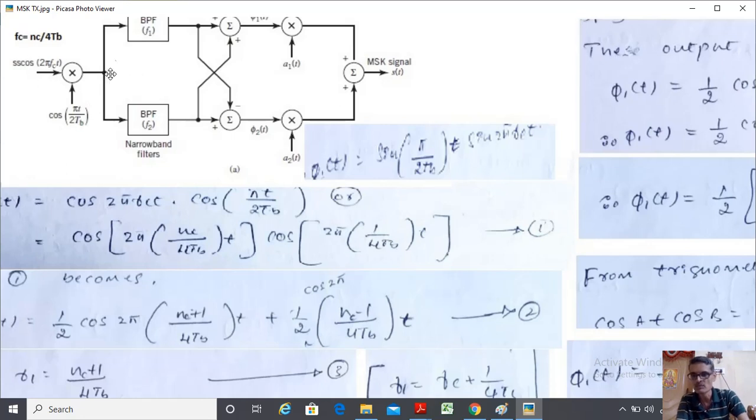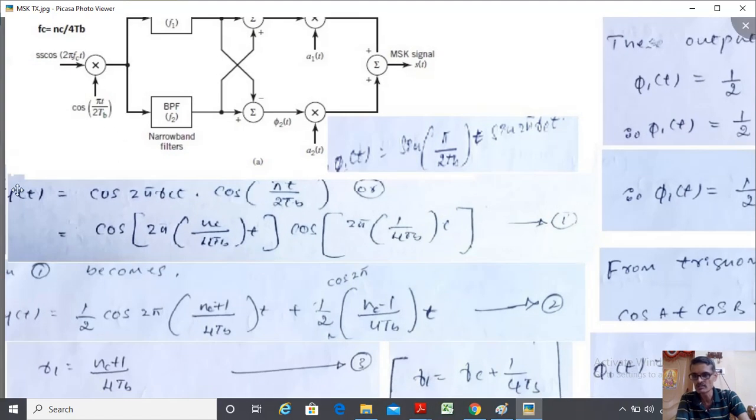Both signals are multiplied. This output, let us say, is equal to y of t. So y of t is the output of the product modulator. These two signals are multiplied. Now what is the frequency for fc here? What we have selected is fc equal to nc by 4 tb, where nc is an integer. Basically, it's an integer divided by 4 times tb, the bit interval. And the frequency for this is 1 by 4 tb. As I told earlier, 1 by 4 tb, and 2 pi into t by 1 by 4 tb will be 2 tb in the denominator. That's what the two signals are.